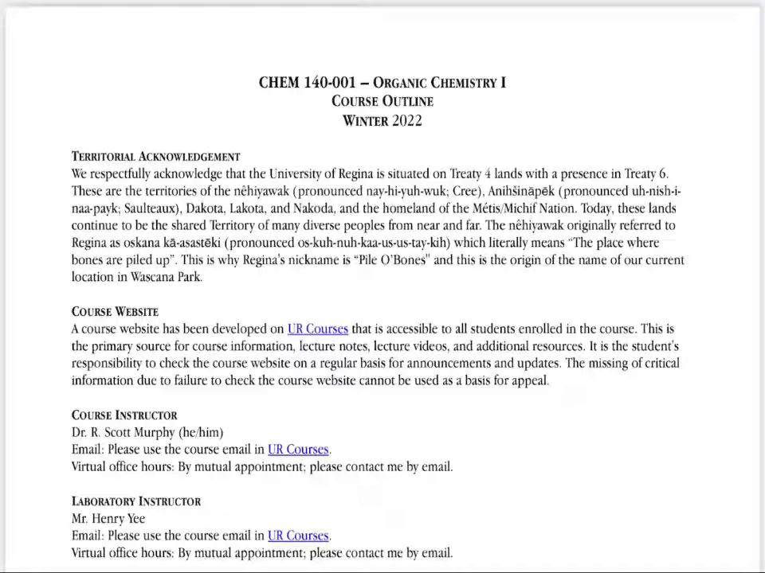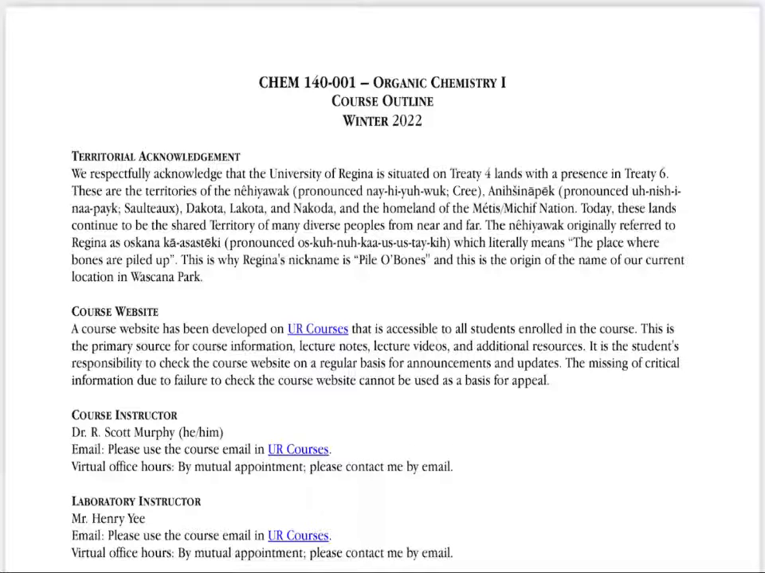Course website. A course website has been developed on UARK Courses that is accessible to all students enrolled in the course. This is the primary source for course information, lecture notes, lecture videos, and additional resources. It is the student's responsibility to check the course website on a regular basis for announcements and updates. The missing of critical information due to failure to check the course website cannot be used as a basis for appeal.